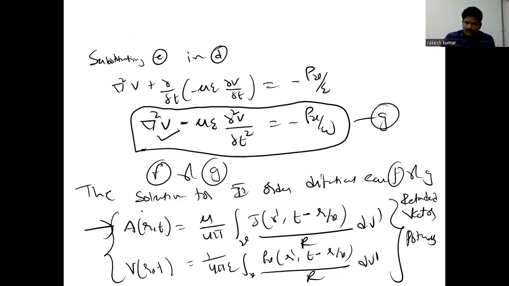Okay, so now let us go to the next topic. So now we have obtained the vector potential, A. For example, this is vector potential A. So, what is the procedure?